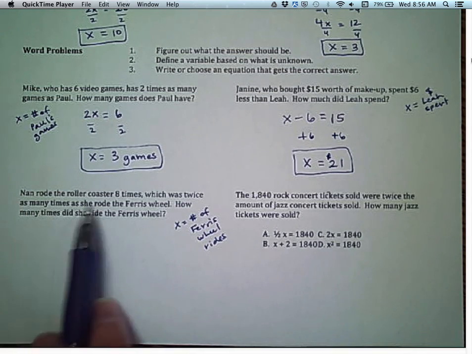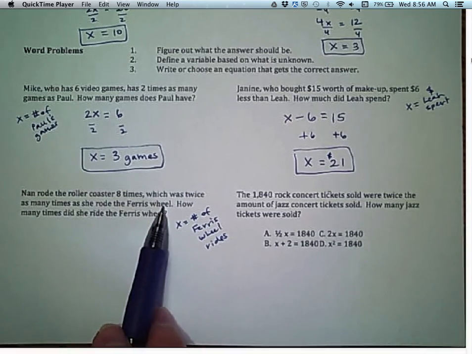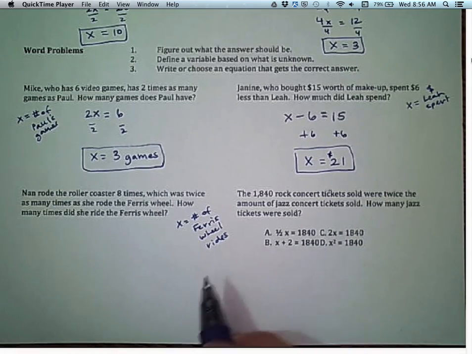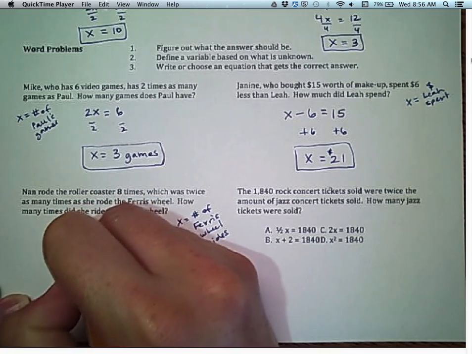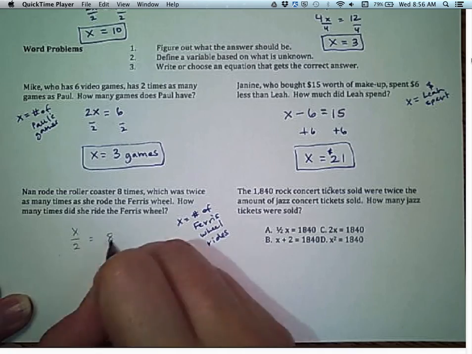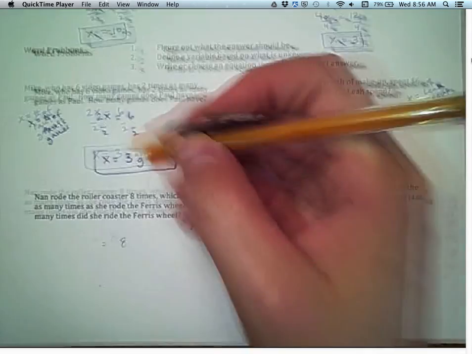She rode the roller coaster 8 times, which is twice as many times as she rode the Ferris wheel. So she had to have ridden the Ferris wheel 4 times, because 8 times for the roller coaster is twice as much. So we're trying to get something that comes out to be 4 for the solution. If I'm thinking about x divided by 2 equals 8, well, here I would multiply both sides by 2, and that's going to come out to be 16. So that's not going to work. We've got to make sure that our solution works.